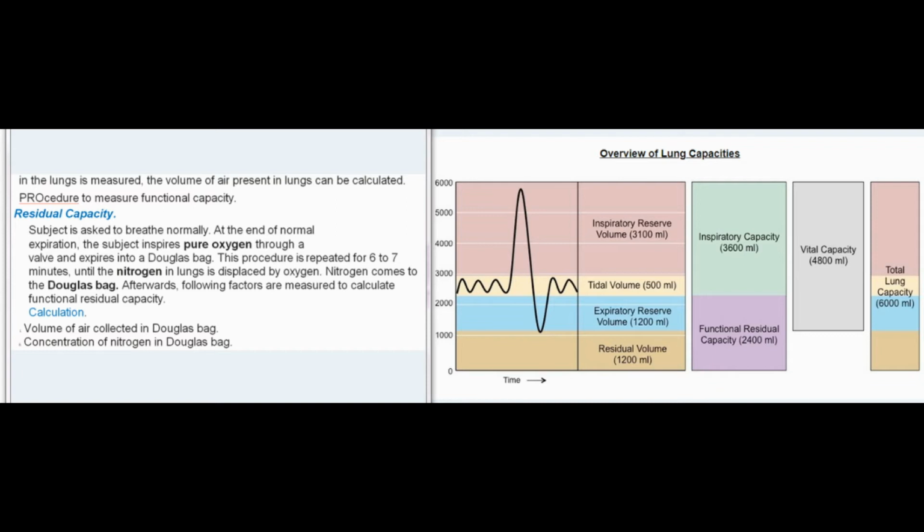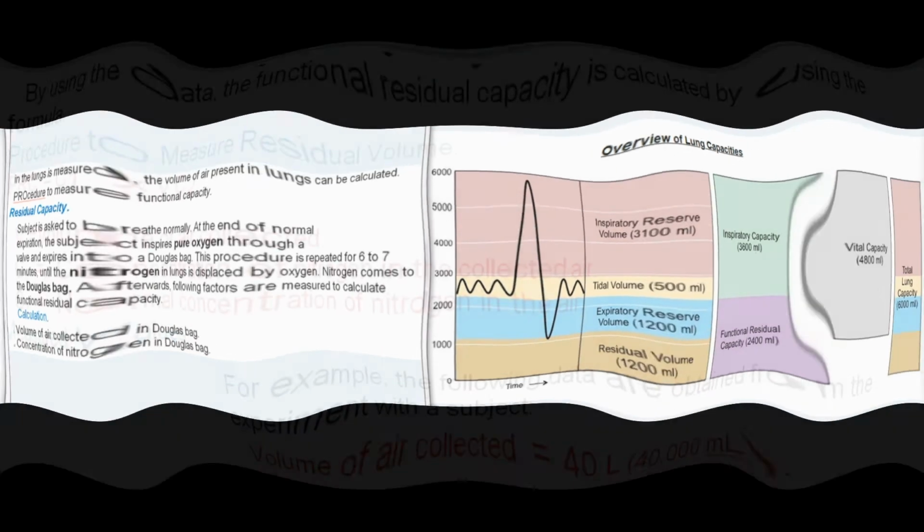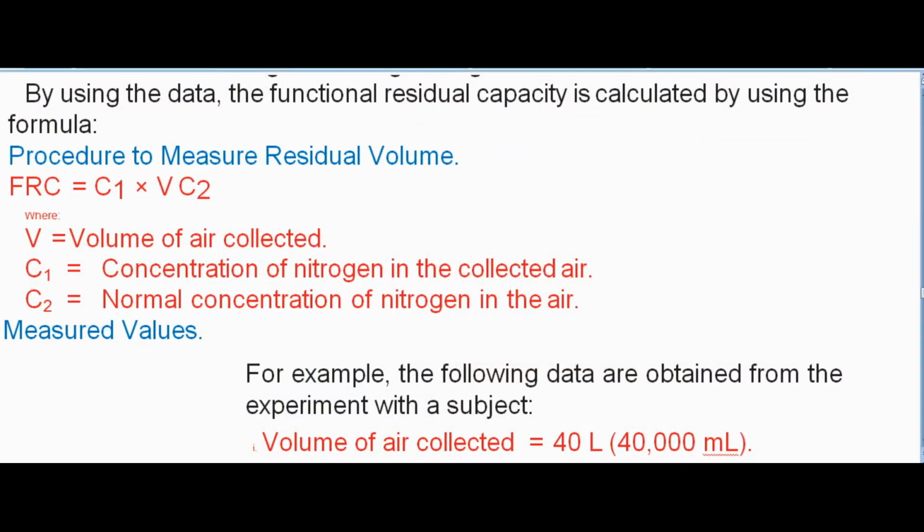Afterwards, the following factors are measured to calculate functional residual capacity. Calculation. Volume of air collected in Douglas bag. Concentration of nitrogen in Douglas bag. By using the data, the functional residual capacity is calculated by using the formula, FRC = (C1 × V) / C2, where V = volume of air collected, C1 = concentration of nitrogen in the collected air, C2 = normal concentration of nitrogen in the air.